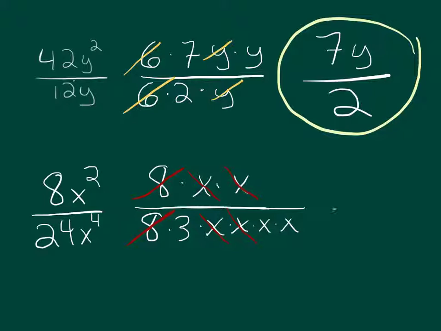So whenever I write my answer, remember I've got to have at least a 1, because this is all times 1 if you wanted to. We could add that in, times 1. So this is 1 over, and I look on my bottom here, and I have a 3 left over, and I have 2 x's. Okay, so 3 times x times x, which would give me 3x squared. And this is my answer on the second portion.